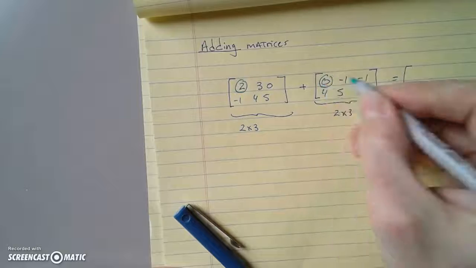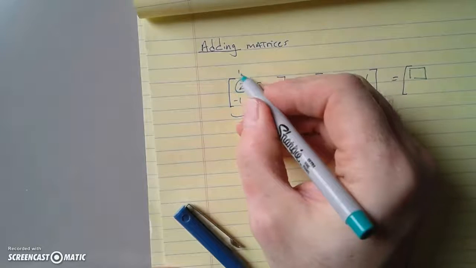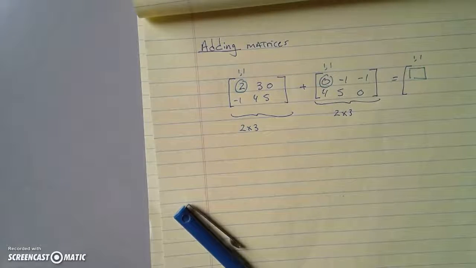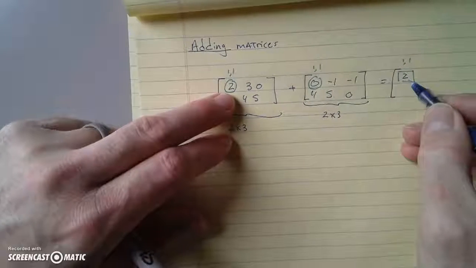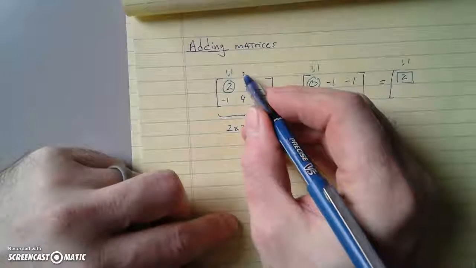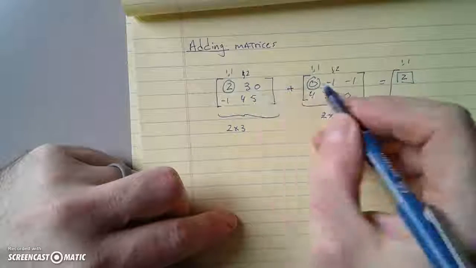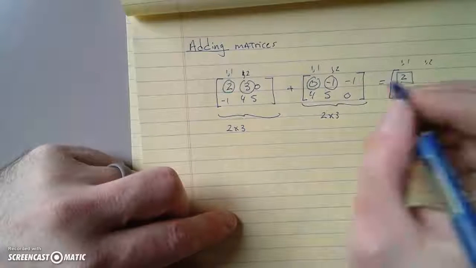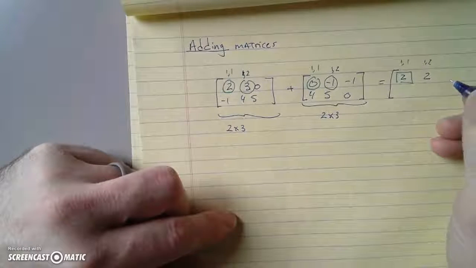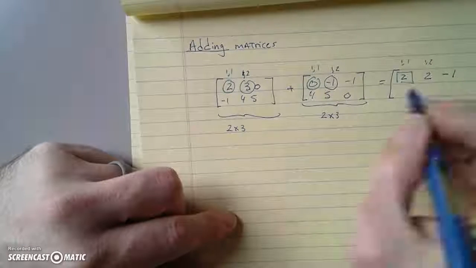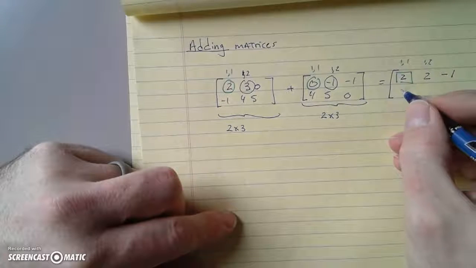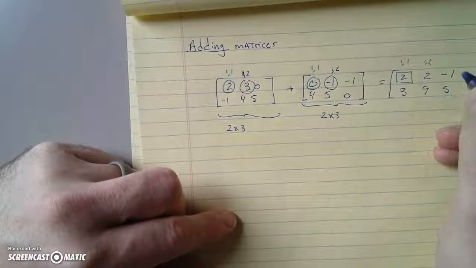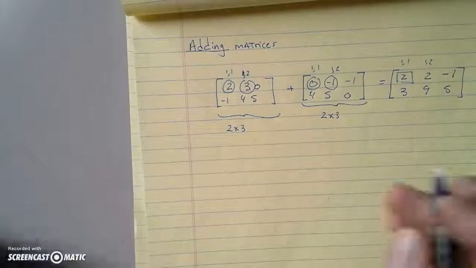I take the 1,1 position of both matrices, and I add those to get the 1,1 of their sum. So 2 plus 0 is 2. Now I take the 1,2 of both matrices to get the 1,2 entry over here. 3 minus 1 is 2. And I keep doing that. 0 minus 1 is -1. -1 plus 4 is 3. 4 plus 5 is 9. 5 plus 0 is 5. That's very easy to do.